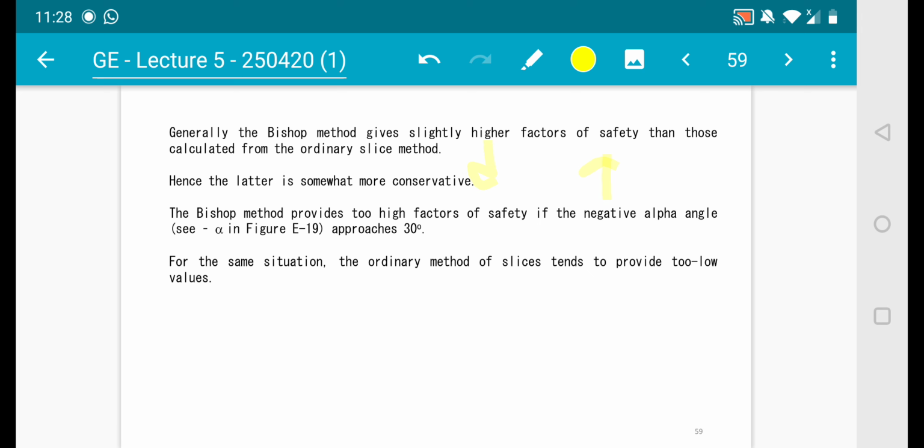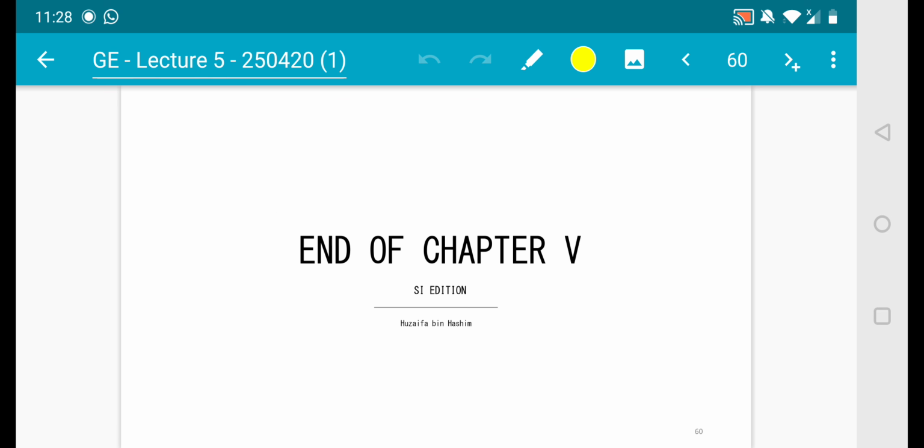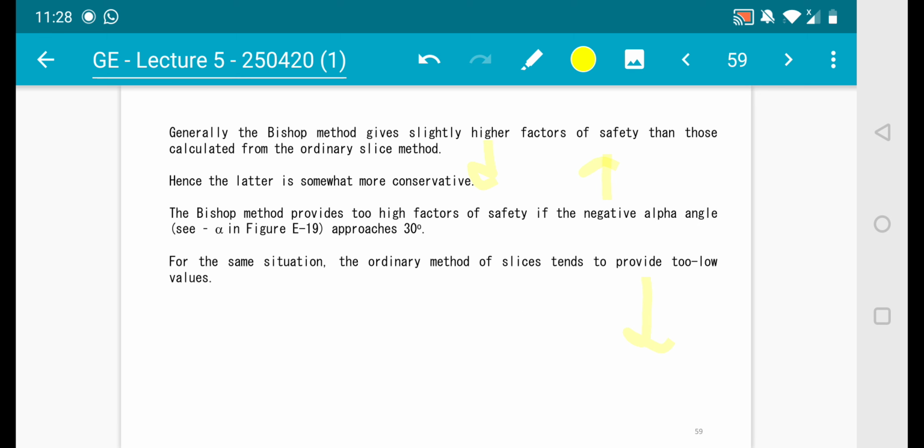Bishop's method provides too high a factor of safety if the negative alpha angle approaches 30 degrees. If you replace this value, you're going to have some negative product. For the same situation, the ordinary method of slices tends to provide too low a value. So based on this statement, you need to decide which type of approach you want to use.